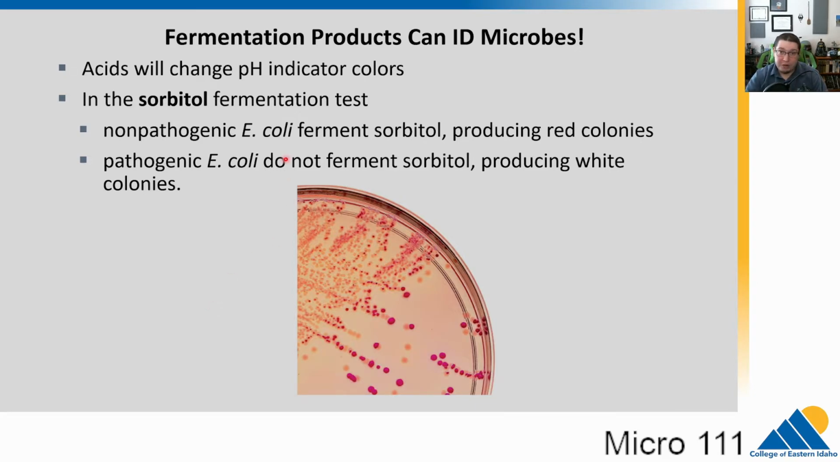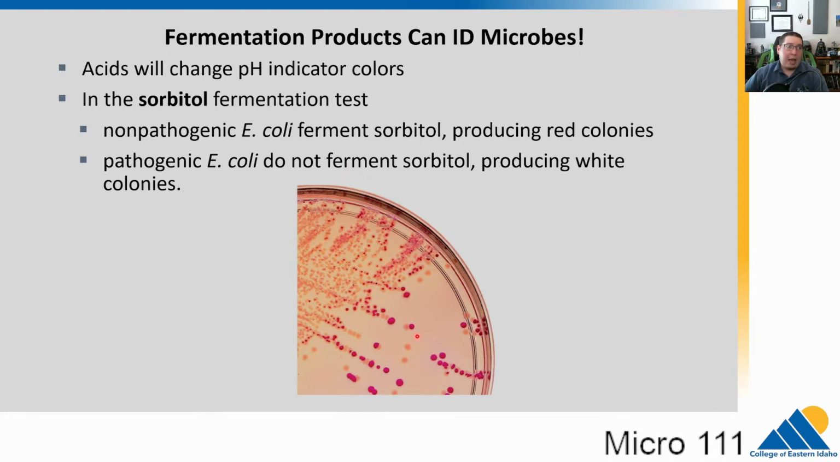For us, fermentation is awesome for identifying microbes because different microbes do different pathways there. In the case of pathogenic E. coli, there's a test called the sorbitol fermentation test. So we can see if pathogenic E. coli ferment sorbitol or don't. In this case, non-pathogenic E. coli will ferment sorbitol and will make these red or pink colonies, whereas pathogenic E. coli, ones that would cause like bloody diarrhea or things like that, they don't ferment sorbitol. They've lost that ability, and they end up producing white colonies on here.